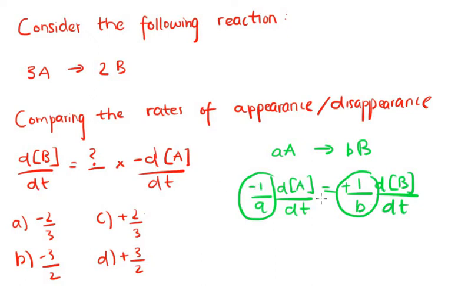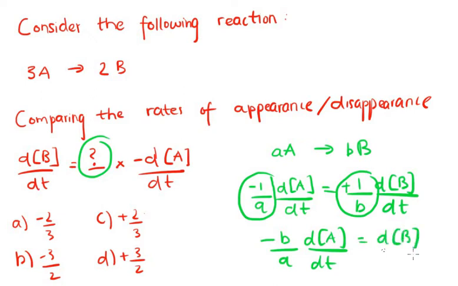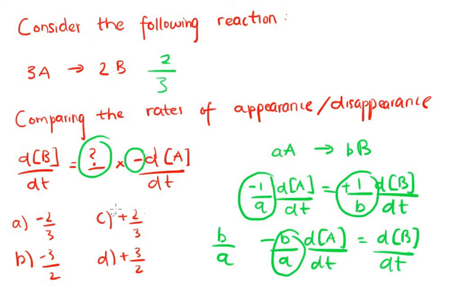So basically, how we get this answer is we multiply both sides by B. So we get negative B over A dA/dt equals dB/dt. Except you really have to pay attention to the sign here, because there's already a negative here. It's just B over A. So based on here, it's just 2 over 3. So the answer is C.